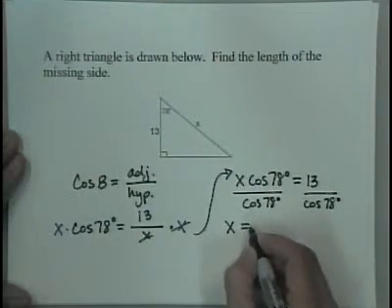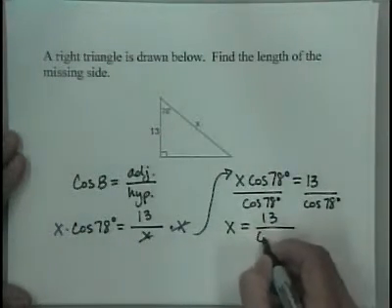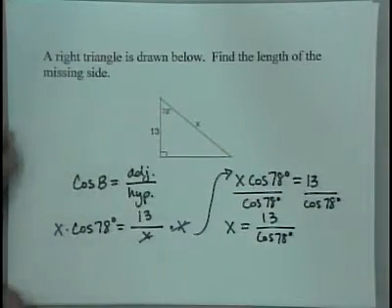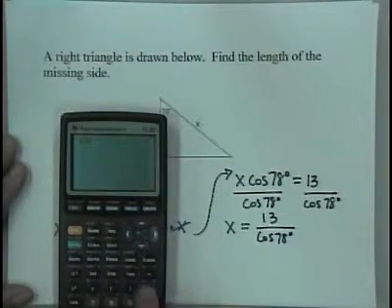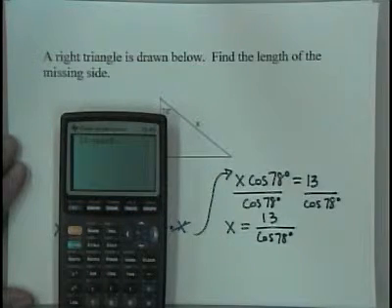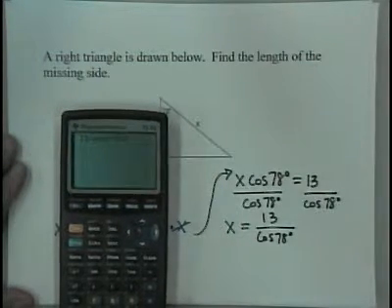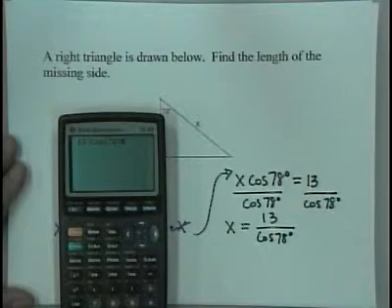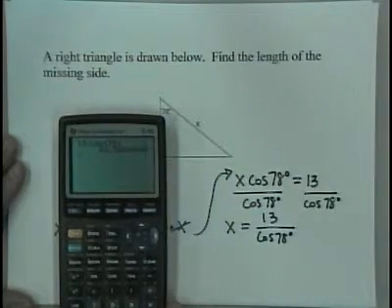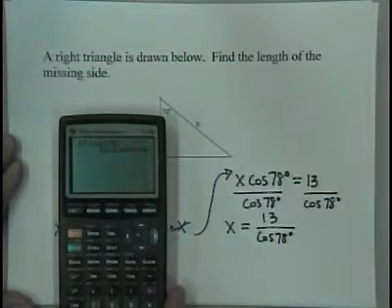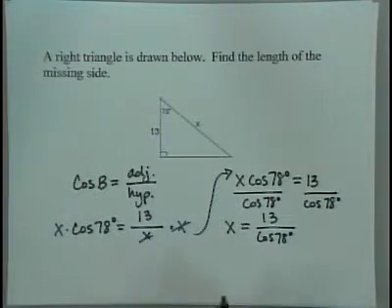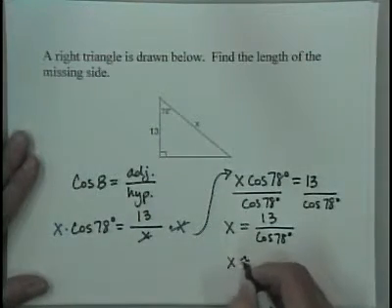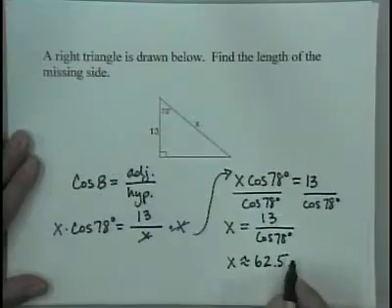and x will be 13 divided by cosine 78 degrees, and we'll get that number with the help of a calculator. So picking up our calculator, we want to find 13 divided by cosine of 78 degrees, close parentheses for the angle in the trig function. Enter, and that's 62.52654 and so forth. Let's round that to 62.5 and say that x is approximately 62.5.